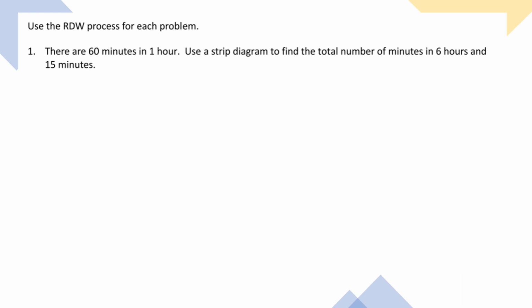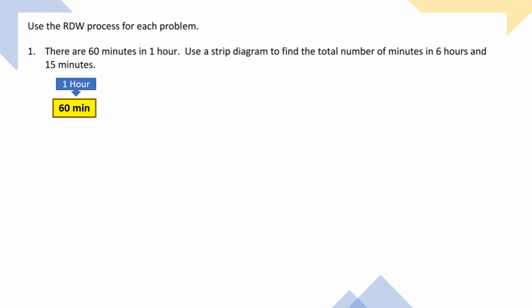Number 1 says there are 60 minutes in 1 hour. Use a strip diagram to find the total number of minutes in 6 hours and 15 minutes. So let's read it sentence by sentence and draw it out so that we can write the solution to the problem. There are 60 minutes in 1 hour. So you're going to write down 1 hour and 60 minutes. Create a little box with 60 minutes in it.